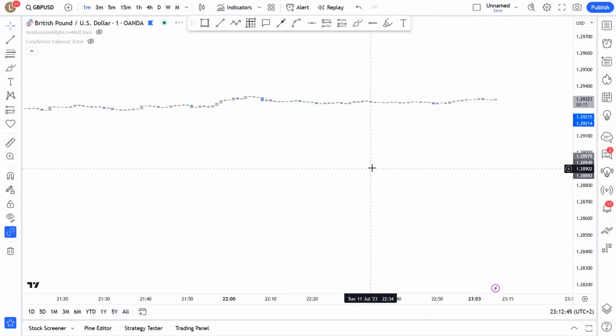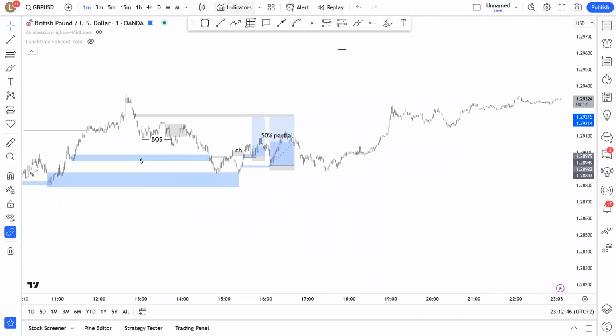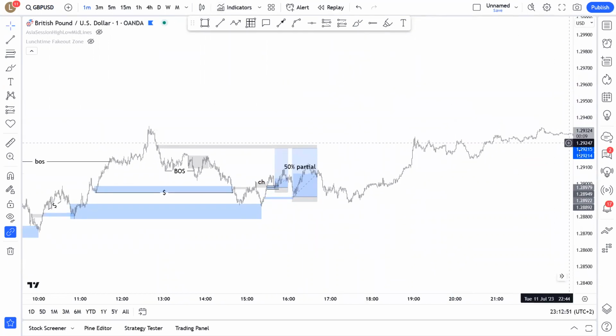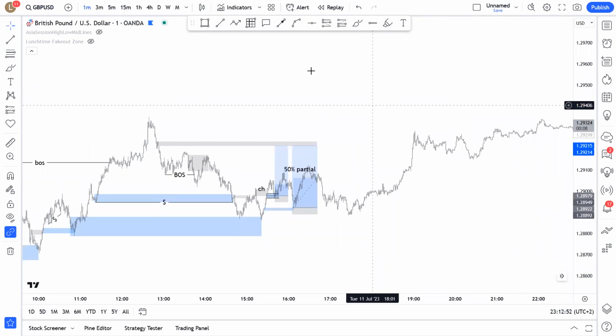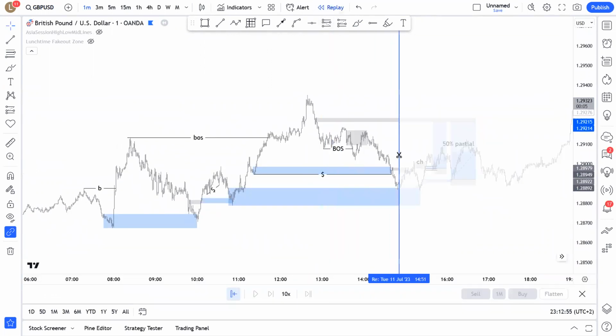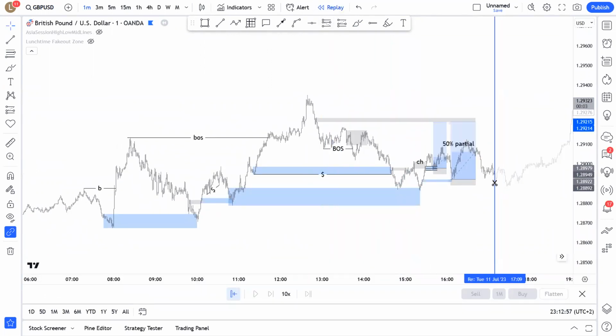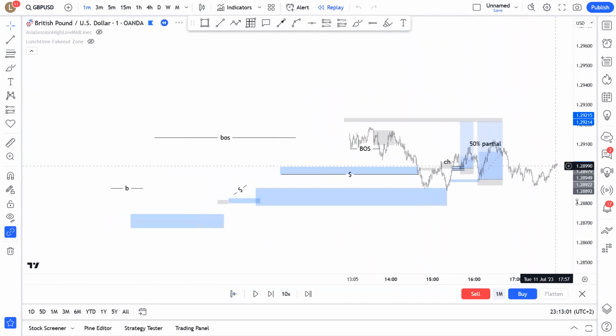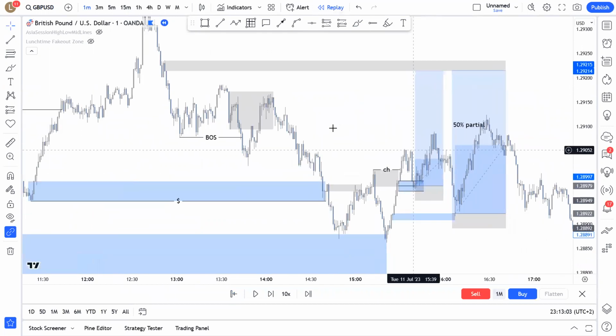So switching to the 1 minute time frame, let me just use the replay tool here if I can, but Zoom just popped in the way, so I'm just going to skip it. Replay, okay, I could use it and replay it here. Okay, so here we are on the 1 minute time frame. What can we see here?